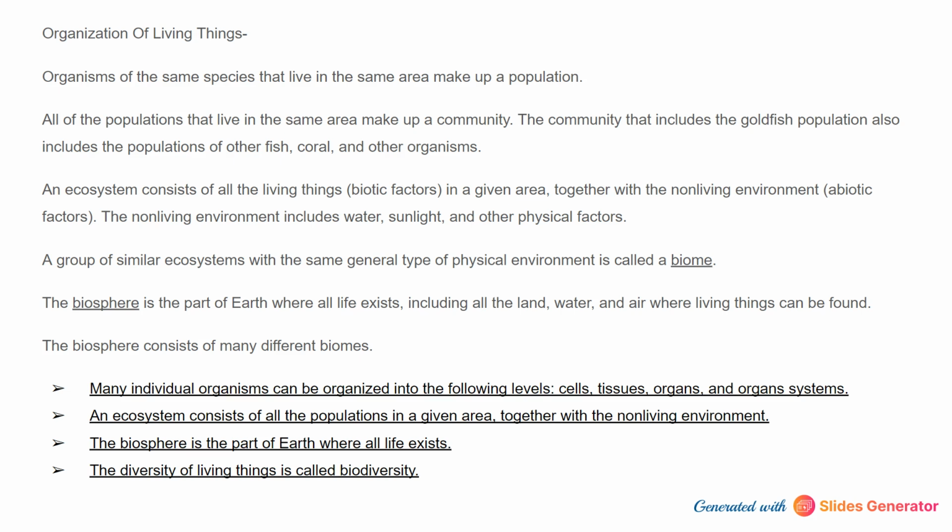A biosphere is going to have different biomes, like we talked about, and many individual organisms can be organized in different levels inside of it. An ecosystem is going to consist of all the populations in that given area, even the non-living environment. The biosphere is the part of Earth where life exists. And the diversity of the living things is called biodiversity.